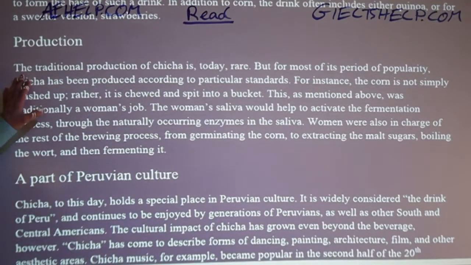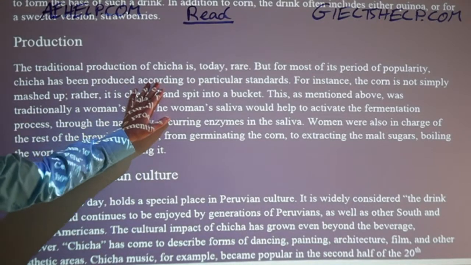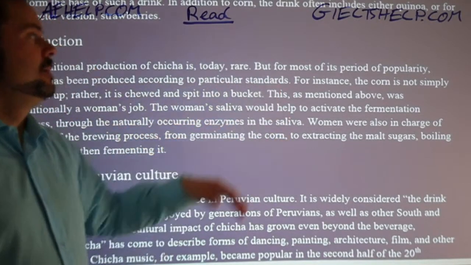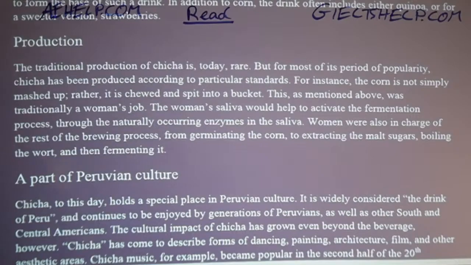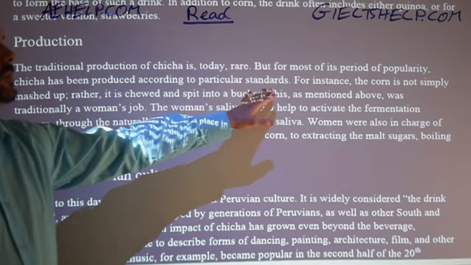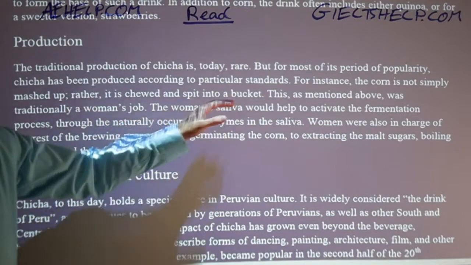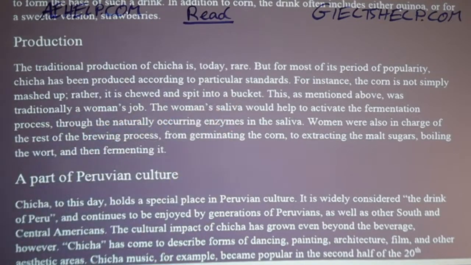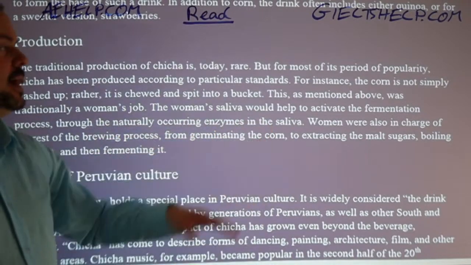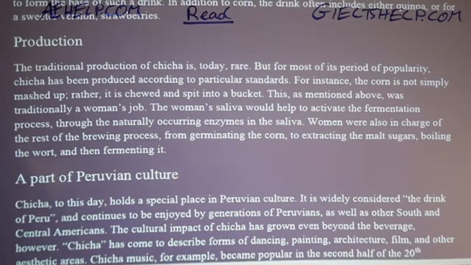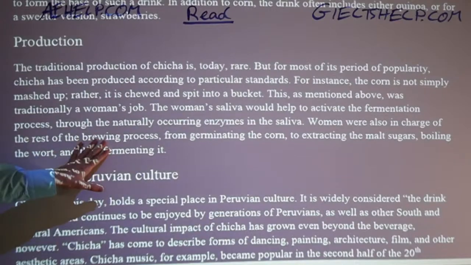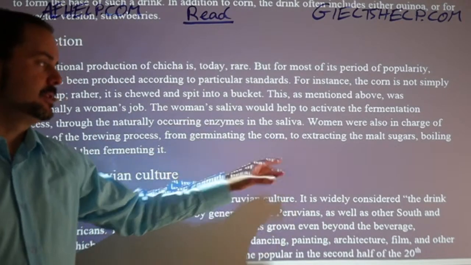Production. The traditional production of chica is today rare, but for most of its period of popularity, chica has been produced according to particular standards. For instance, the corn is not simply mashed up, rather it is chewed and spit into a bucket. This, as mentioned above, was traditionally a woman's job. The woman's saliva would help to activate the fermentation process through the naturally occurring enzymes in the saliva.